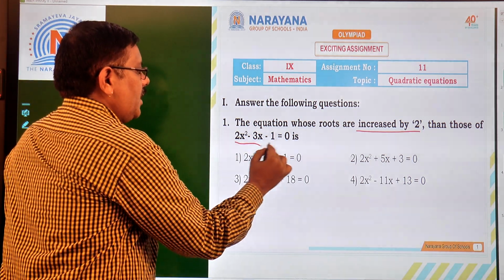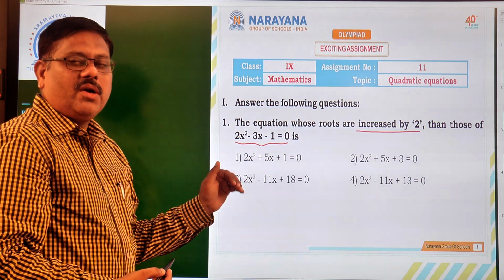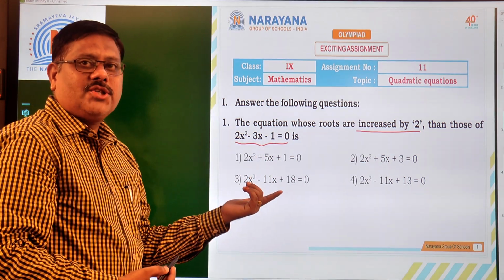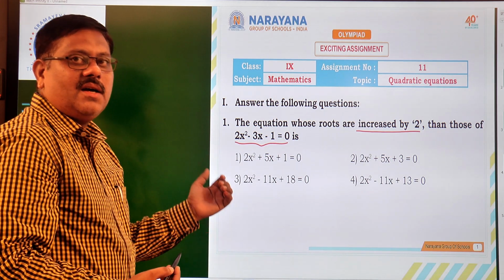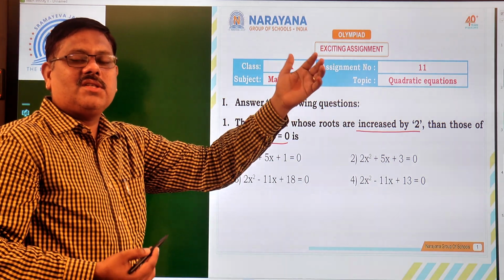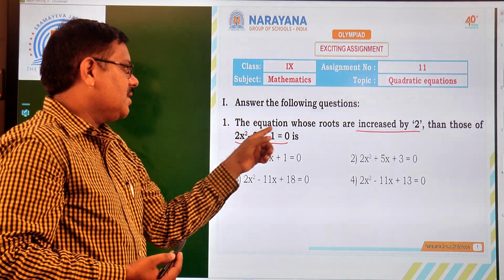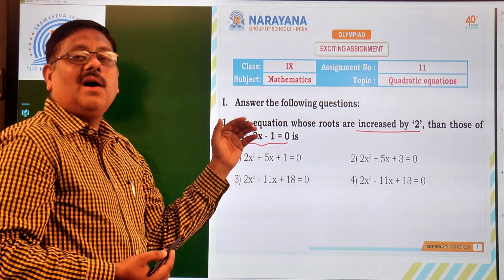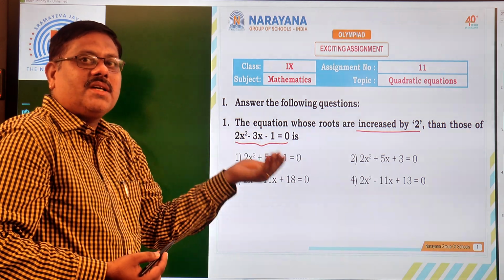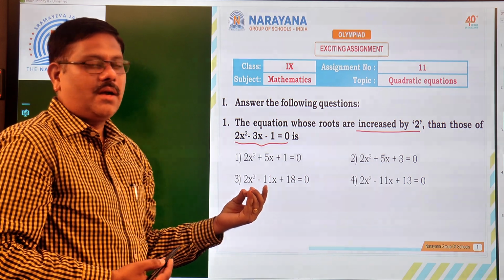We are given a quadratic equation. It will have certain roots alpha, beta. Now we are going to obtain another equation in such a way that its roots are increased by 2. That resultant equation will be obtained in such a way that the roots of equation 2x square minus 3x minus 1 is equal to 0 are increased by 2. Each root is increased by 2. Then what is the resultant quadratic equation? That's what he is asking.